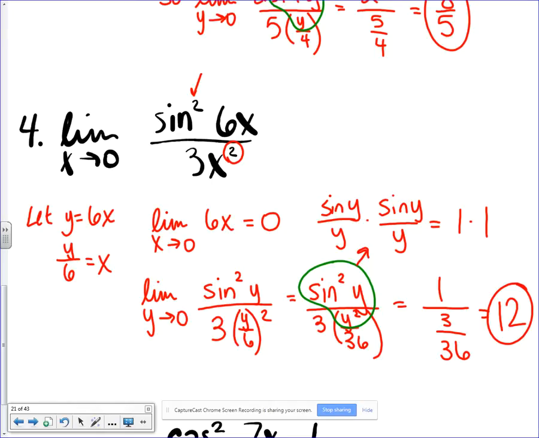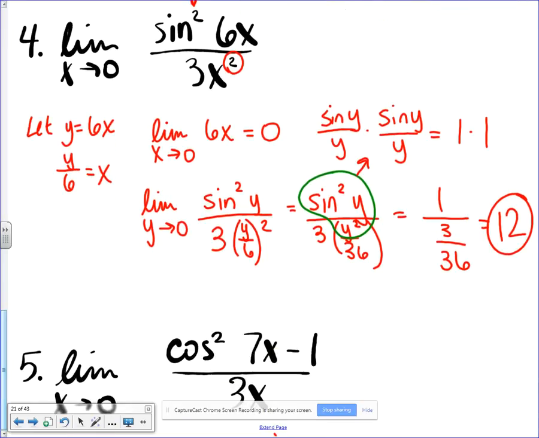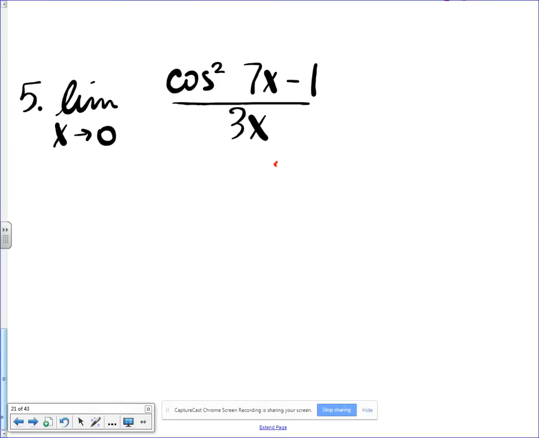Okay, last example here before we get going on your worksheet. All right, so this time we have cosine. Notice the squared is on the trig function, so if I'm going to do my substitution, I'm going to do that. And then I'm going to solve for x, and it looks like that.